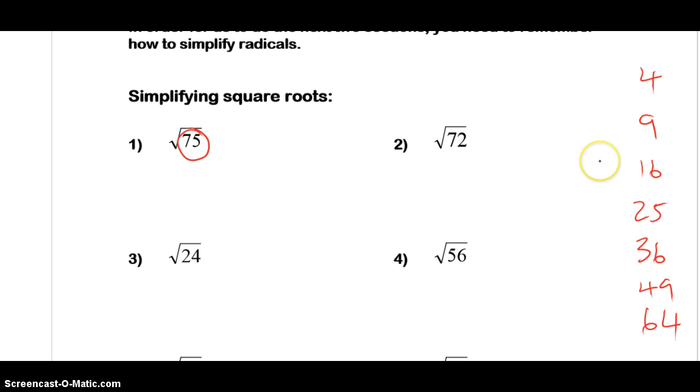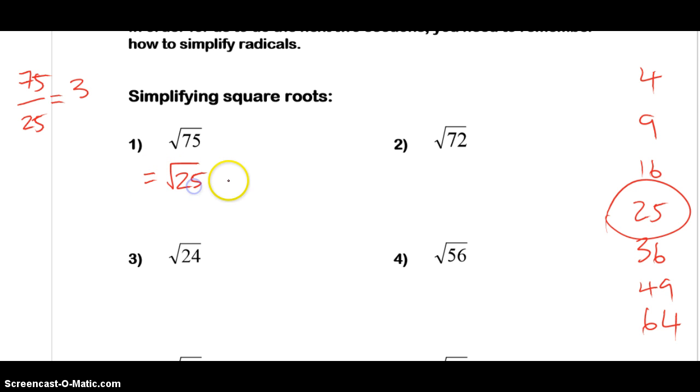And I'm quite experienced at this, so I can see quite quickly that this one is going to work. So go to your calculator and do 75 divided by 25, and what do you get? Well, you're going to get a 3. So what that means is we can rewrite this radical square root of 75 as root of 25 times root of 3. Should be easy for you to see that 25 times 3 is the same as 75.